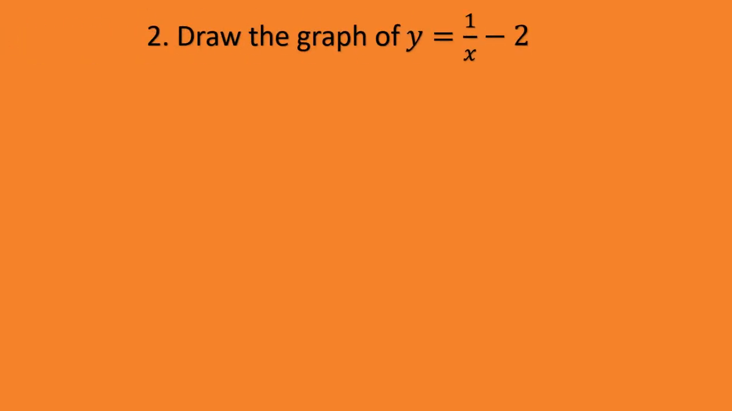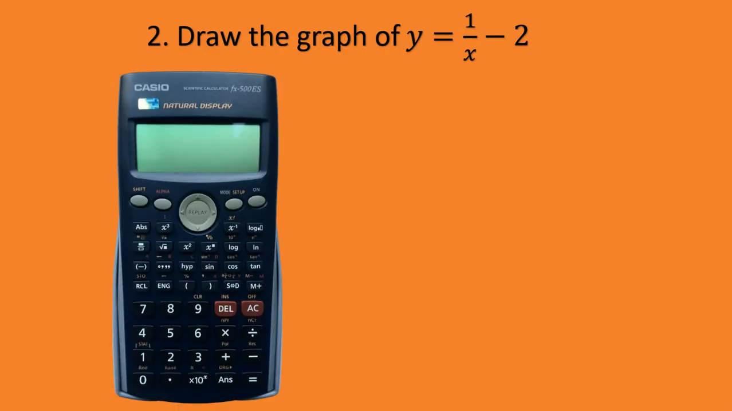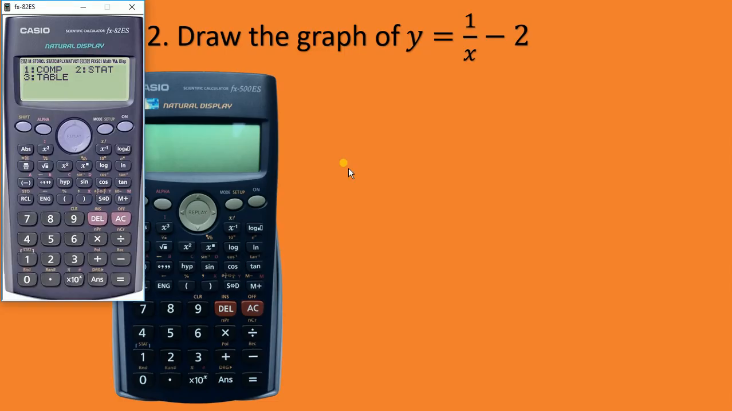My next problem is: draw the graph of y equal to 1 over x minus 2. Again, we're going to use our calculator and program it to find the table of y equals 1 over x minus 2. Once again, we've got our table mode. We select it on the calculator. We get f of x, which represents y. We have to punch in 1 over x minus 2.